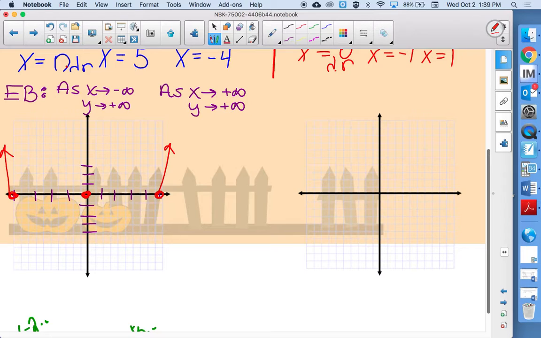And this is where the multiplicity kind of creates the graph. So we said that the 5 and the negative 4 are single roots. When you have a single root or a multiplicity of 1, your graph at that point crosses through the x-axis. So when the multiplicity is 1, it goes through your x-intercept. That happens twice, at negative 4 and at 5.